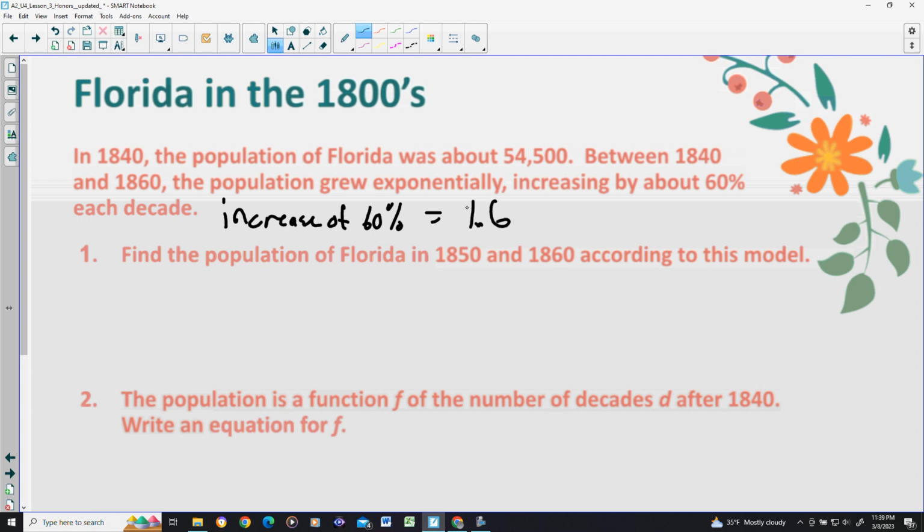What does the 1 represent? The 1 represents the fact that we have the original population plus the 60%. This is our growth factor. You might remember doing growth factor way back in Unit 1.